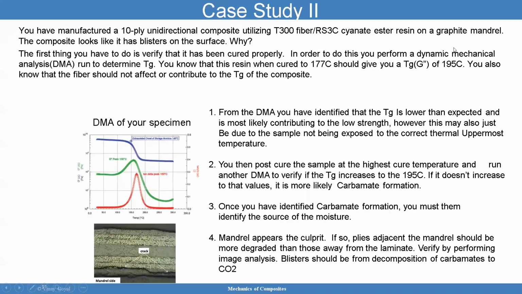So let's look at case study 2. We've asked you to manufacture a 10-ply unidirectional composite utilizing a T300 fiber with an RS3C cyanate ester on a graphite mandrel. So now your tooling is going to be a graphite material, which has its benefits because when you go to very hot temperatures, graphite does very well, and there's a low CTE, low coefficient of thermal expansion. So you may have lower residual stresses as a consequence.